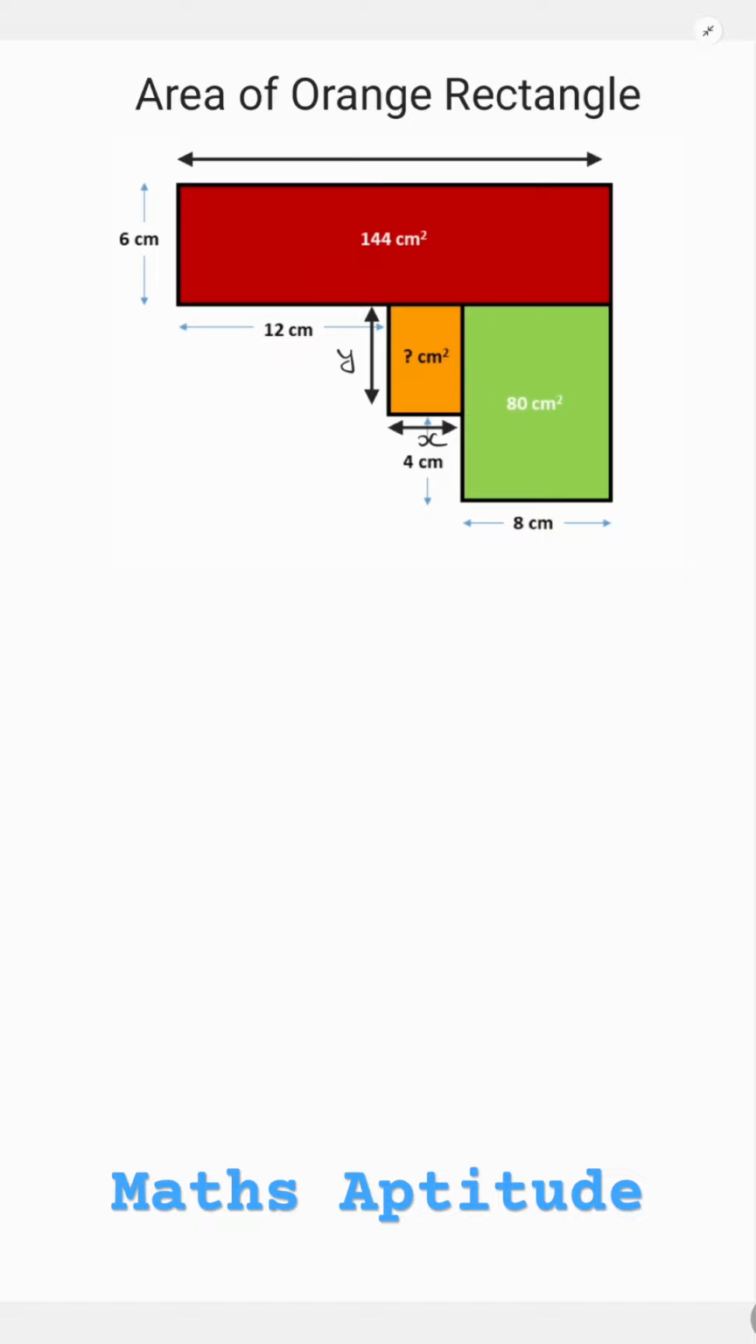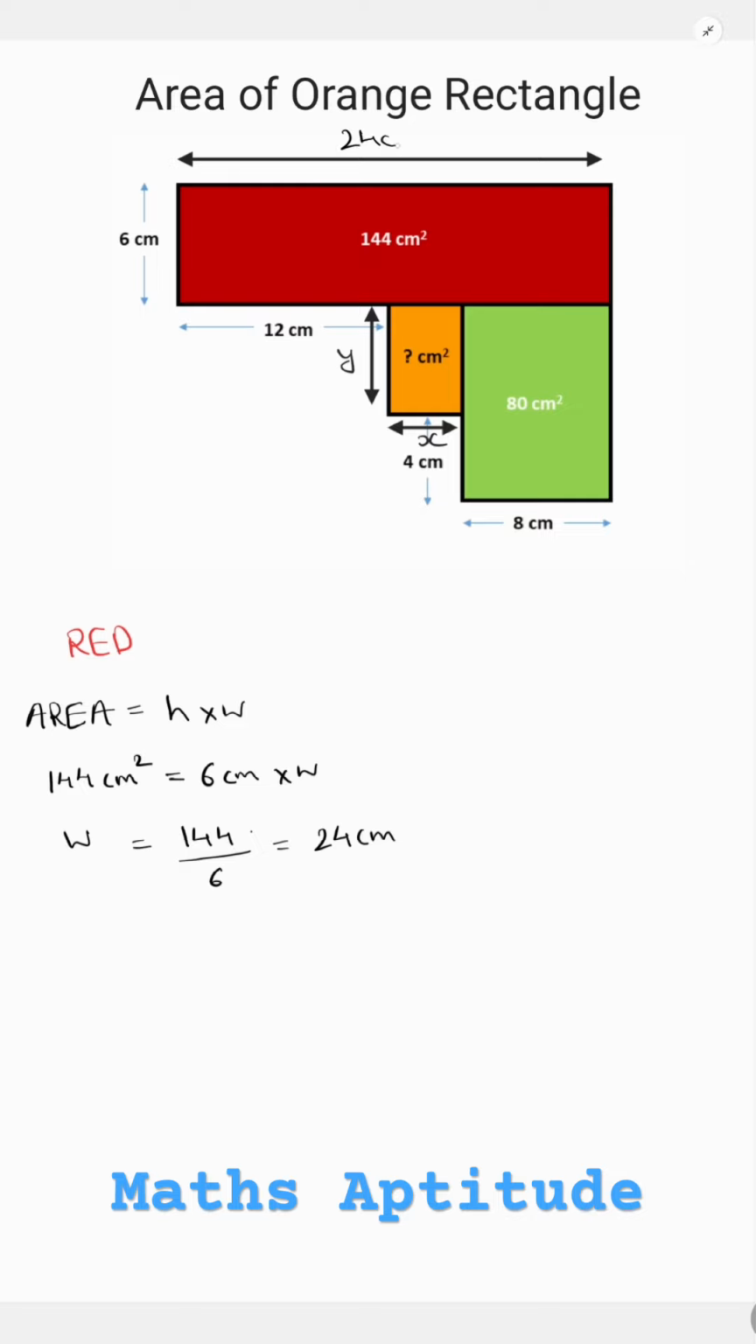So let's first start by getting the width of the whole red rectangle. For a rectangle, we know that area is height times width. So for the red rectangle, we have the area as 144 square centimeter and we have been given the height as 6 centimeter. And now we just need to find the width. So we can calculate the width by dividing this 144 square centimeter by 6 centimeter, which is 24 centimeters. So we got the value of the total width to be 24 centimeters.